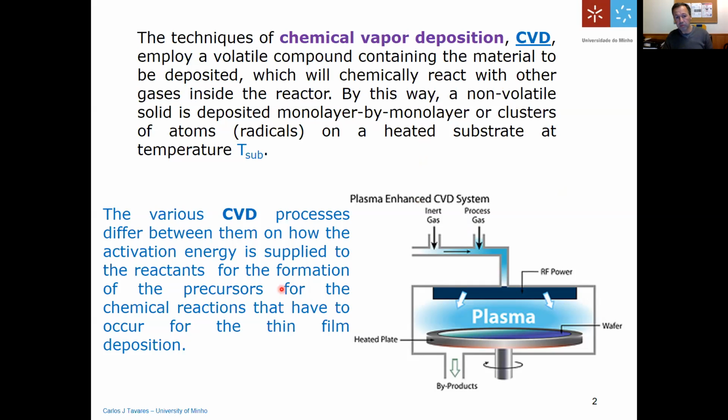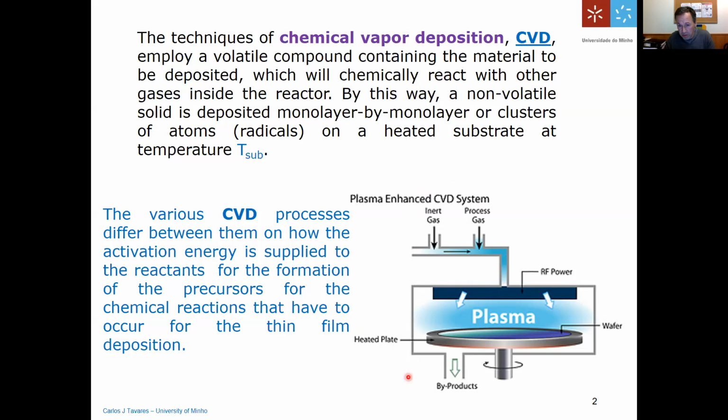And so normally this activation energy is either given by light, by an electromagnetic field, or for example, you can use a radio frequency generator, or you can use plasma, etc. So I'll be showing you some, or even a hot wire process, which is more simple. So I'll be giving you some highlights about these different CVD processes.